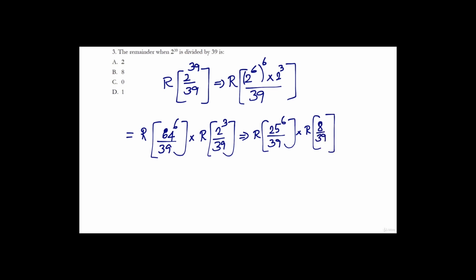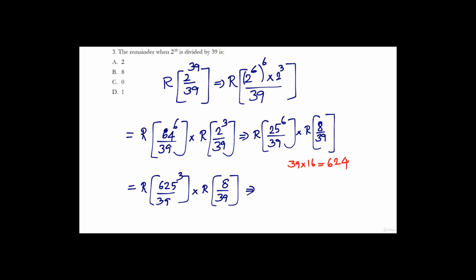Now 25 power 6 can be reduced as the remainder of 625 power 3, since 25 square is 625. So 25 square power 3 is 625 power 3 divided by 39, into the remainder of 8 by 39. And we know that 39 into 16 is 624. So 625 divided by 39, the remainder is 1. Which means the remainder is 1 power 3 into 8, which is 8. So the remainder is 8 for this question.